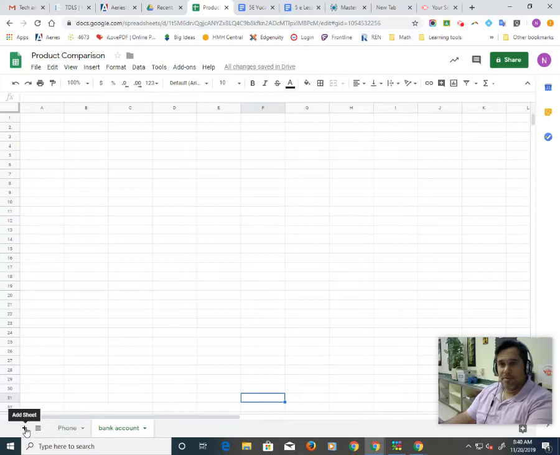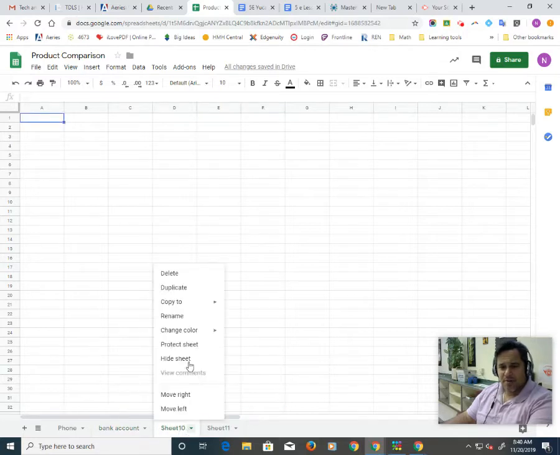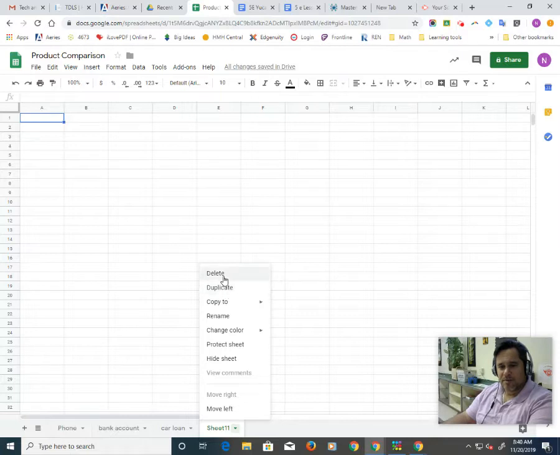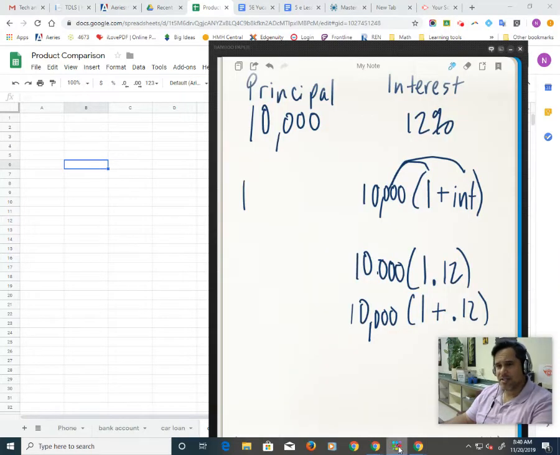Down here at the bottom of your sheet is a plus sign, and we're going to use that to have different tabs. Here was that phone project we were working on. You're going to be working on a bank account in lesson 2, and then lesson 3 is a car loan. Many of you, I had you label this car loan, but I want to do another one called compound interest. So the first job for you to do is to make these new tabs and label them.